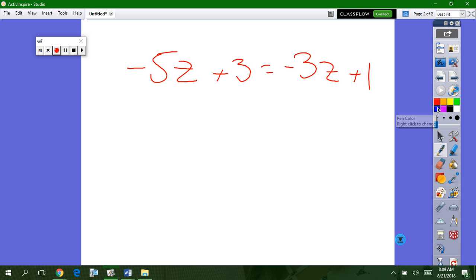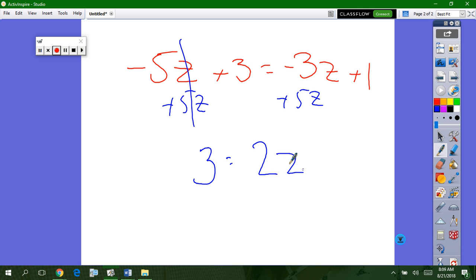Does it have to be that way? No. Okay, so I'm going to add 5z. Add 5z. Okay? Left over here is 3 equals 2z plus 1.